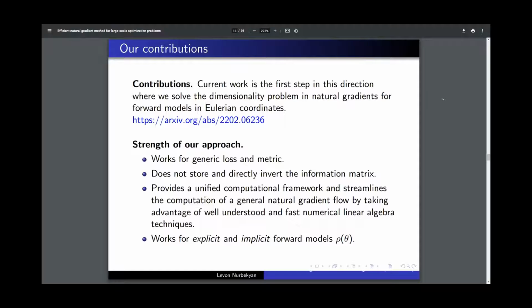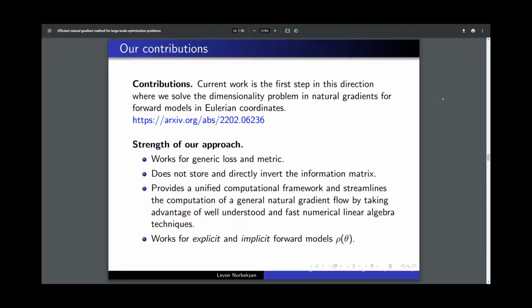Okay, so this work, which is a preprint on arXiv, is the first step in this direction where we solve this dimensionality problem for natural gradients, where the forward model is given in Eulerian coordinates. It means that if we're thinking of density, it's given on a grid and there is some parameter. Because there are different models, you can have generative models and so on. So in this first setup, we solve this problem in Eulerian coordinates, but the framework is in fact general.